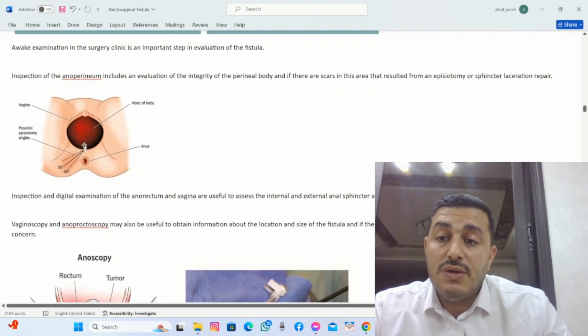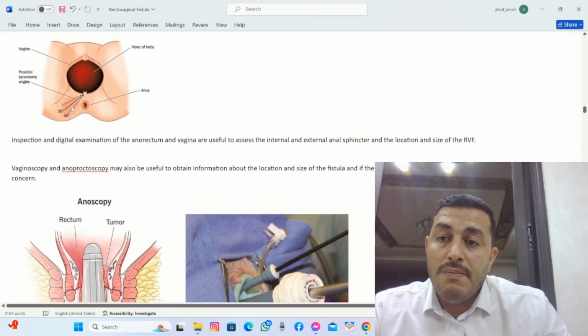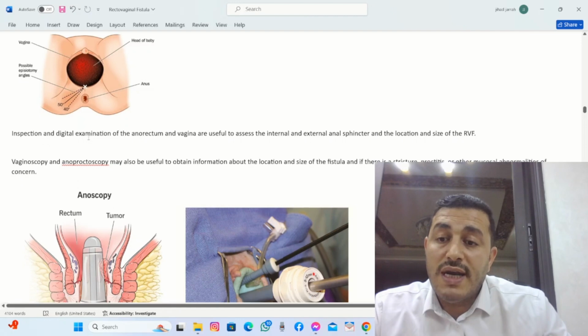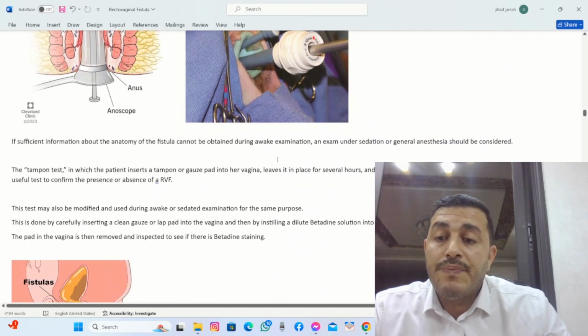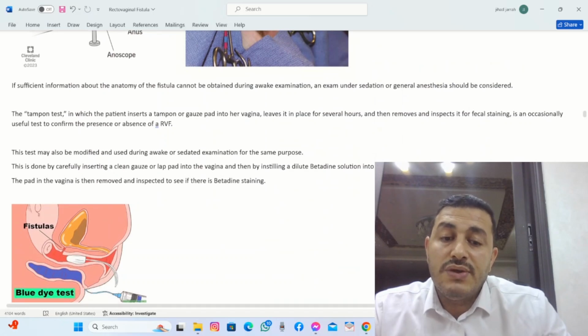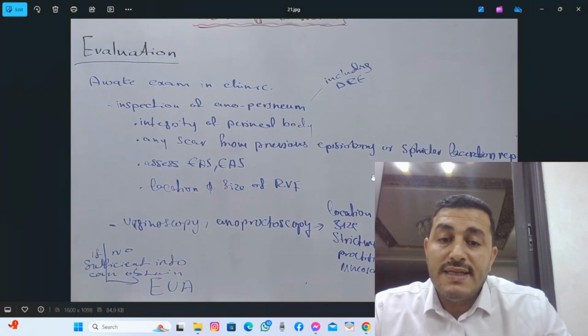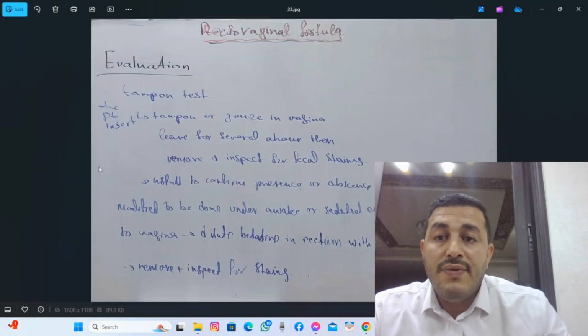This is the episiotomy. You see how it could be done. Just to imagine what we mean by episiotomy and the close relationship between the vagina and the anus. This is the anoscope, this is the vaginoscope. We said vaginoscopy is better. Okay, let's move a little bit. If the awake exam fails, we can proceed to examination under anesthesia.